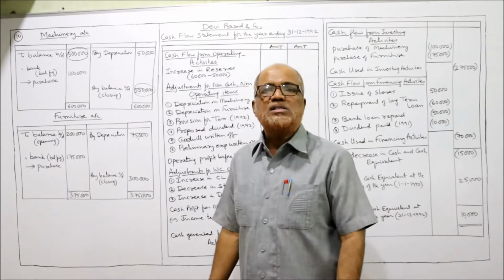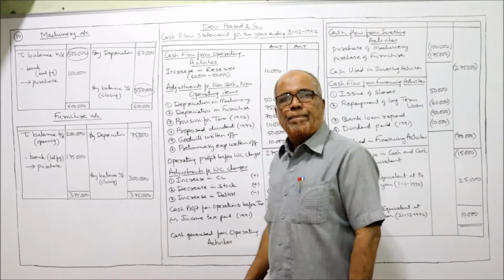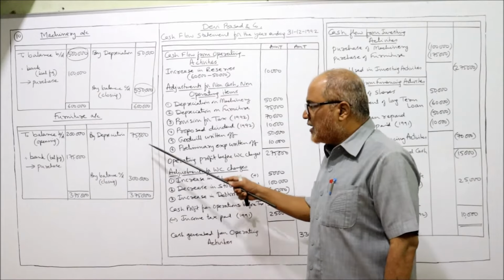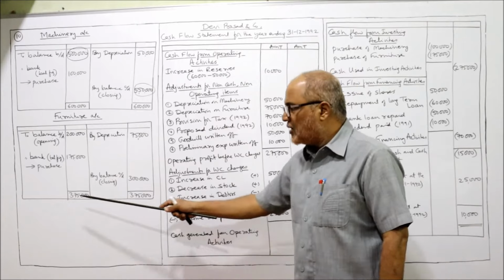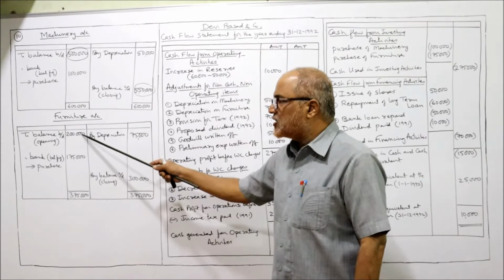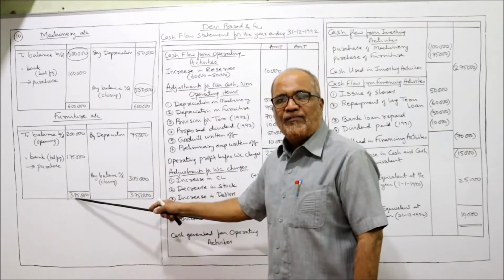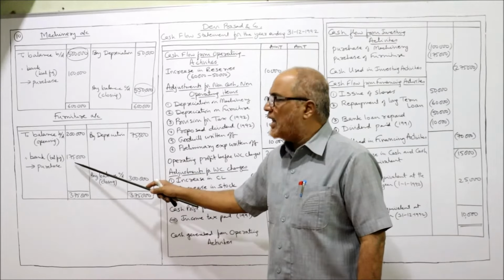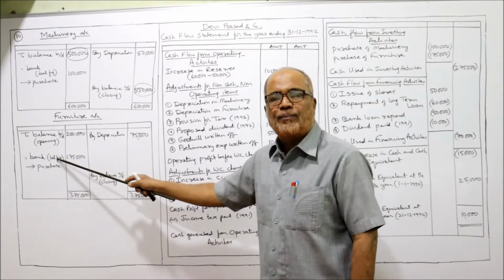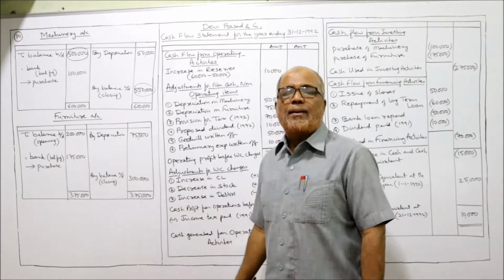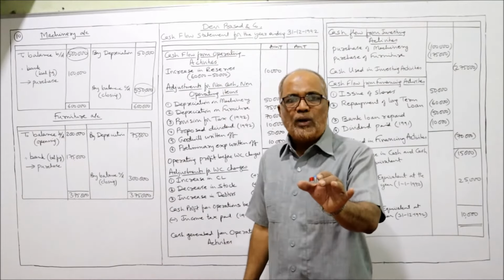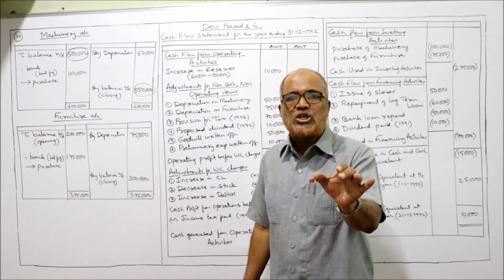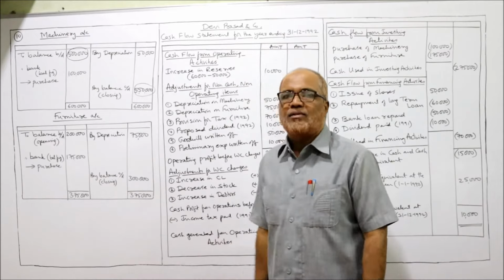Now we have to find out the purchase of machinery and furniture. First of all, come to furniture. Credit side 75,000 plus 3 lakh, 3,75,000. From 3,75,000 deduct 2 lakh. You will get 1,75,000 as the balancing figure. This is the purchase, to bank. So during the year, furniture purchased for rupees 1,75,000.